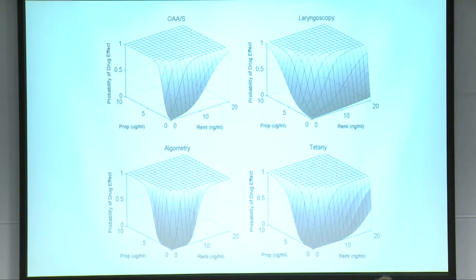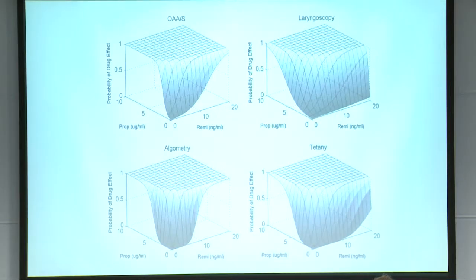The available models and information we have are shown in this slide, where the volunteer studies have produced pharmacodynamic response curves for consciousness, for response to laryngoscopy, algometry, that's 50 psi on the leg, and then tetany is electrical stimulus.